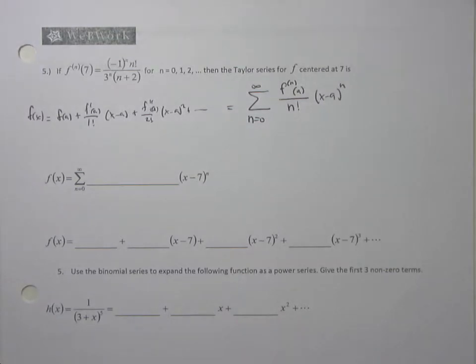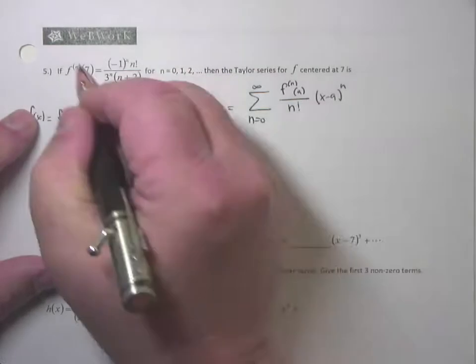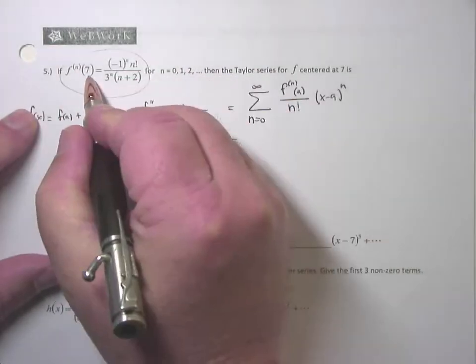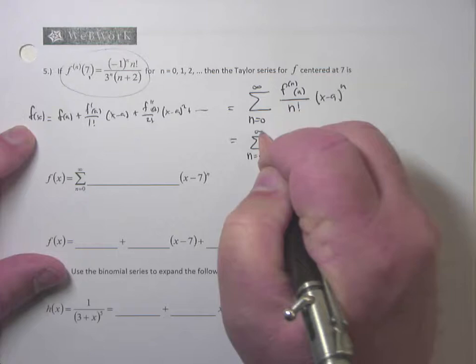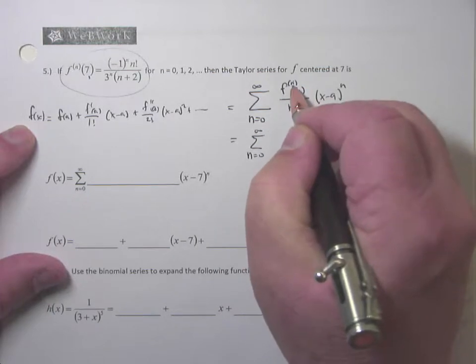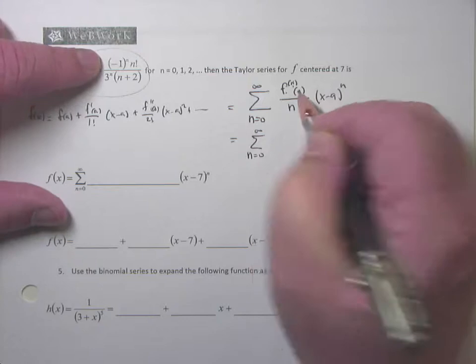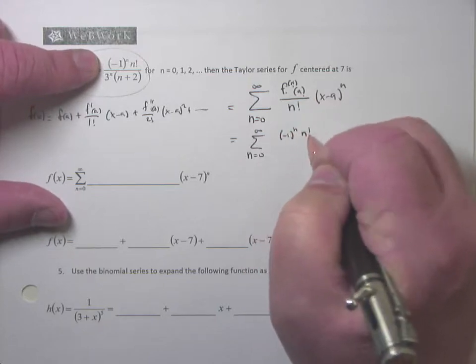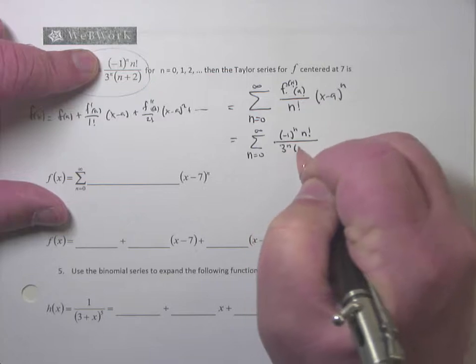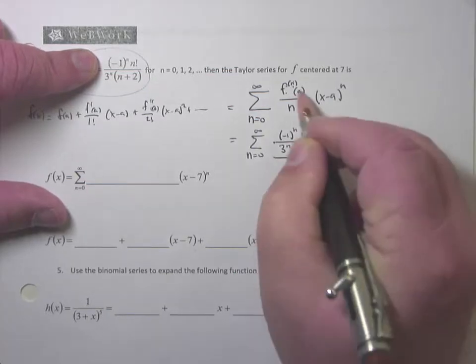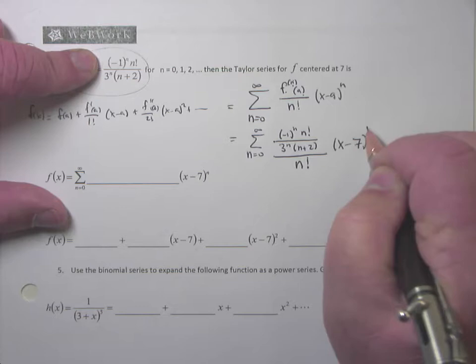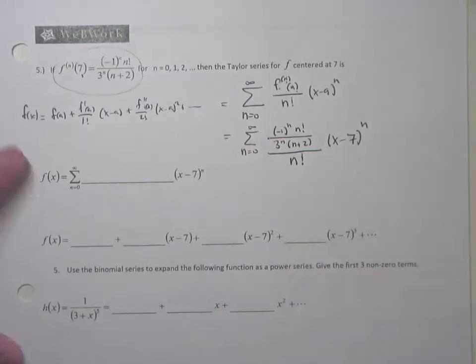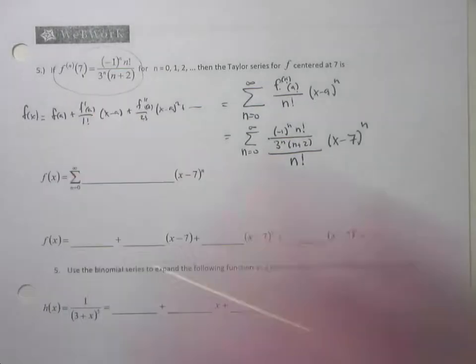Now, what they're giving you is the nth derivative at 7. Our centering point is at 7. So my series for the function is going to be the sum as n goes from 0 to infinity of the nth derivative of f evaluated at 7, which is this negative 1 to the n, n factorial, over 3 to the n, times n plus 2, divided by, the formula has n factorial on the bottom, times x minus a, a is 7 in this problem, raised to the n. So this is your power series for this function that they gave me the information about the derivative of.